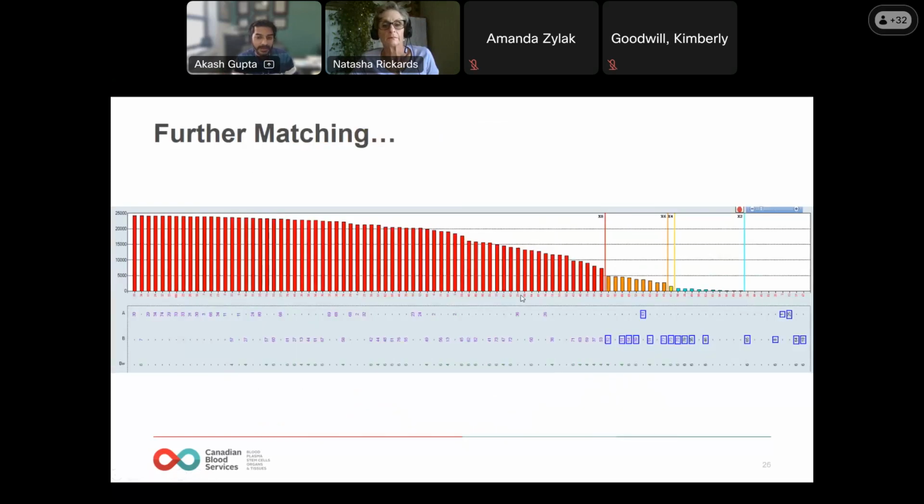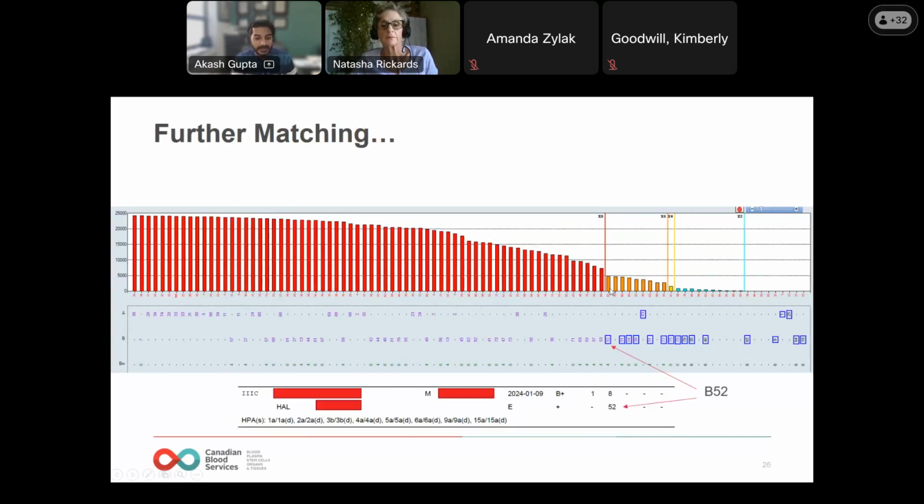And then the final strategy is to try to cross the weak MFI antibodies if we absolutely need to. And in this case, we added one extra donor, a donor who is B52 would be included in this list.